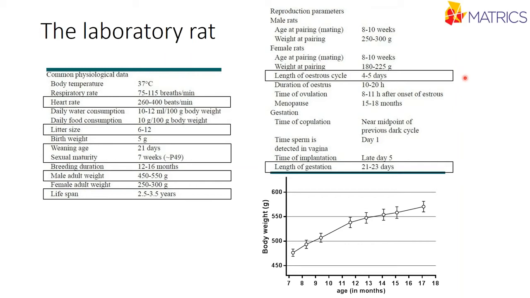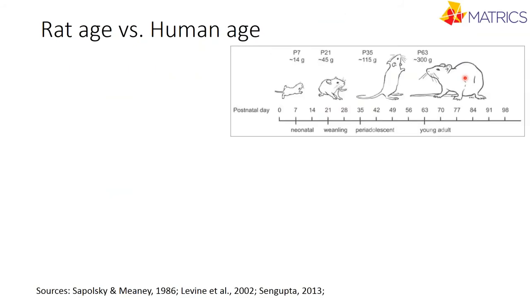Concerning the reproductive parameters, the females have an oestrus cycle of around 5 days, and the gestation is also about 3 weeks. So when we do the breeding procedures, we use 3 weeks for the gestation time and 3 weeks for the weaning procedure.